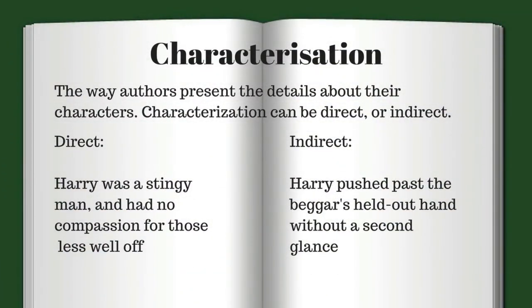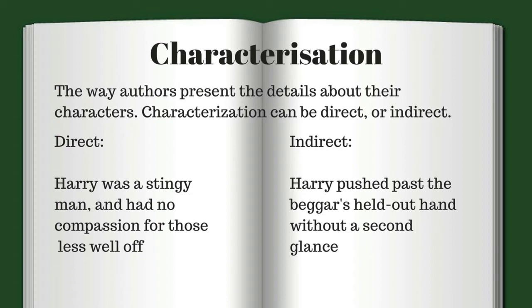Let's look at some of the ways in which an author can characterize. The way that an author presents the details about a character is very important for the reader. The whole success of a novel or story hinges around this. There are two ways we can characterize, either directly or indirectly. Look at these two sentences. Harry was a stingy man and had no compassion for those less well off. So we're telling the reader exactly what Harry was like.